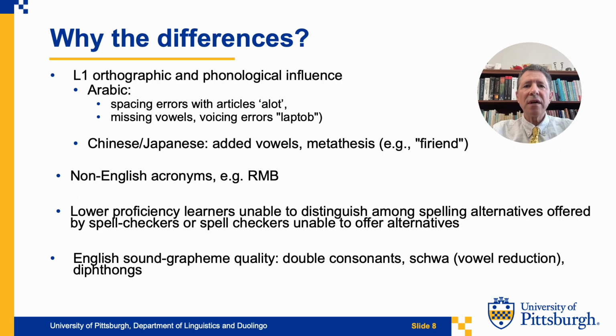Qualitative review showed that L1 orthography played a role at low intermediate level. Arabic speakers omitted vowels and spacing, whereas Chinese and Japanese learners inserted vowels to make English comply with the L1 syllable structure. More advanced learners' errors were more often loanwords and non-English acronyms, as well as errors caused by deep English orthography.